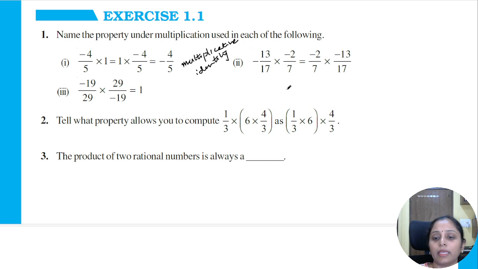Okay. Next, coming to the next question, minus 13 by 17 into minus 2 by 7 is equal to minus 2 by 7 into minus 13 by 17. What are we using? a into b is equal to b into a. You are using commutative property. So commutativity. Multiplication is commutative for the set of rational numbers. Commutativity for multiplication.